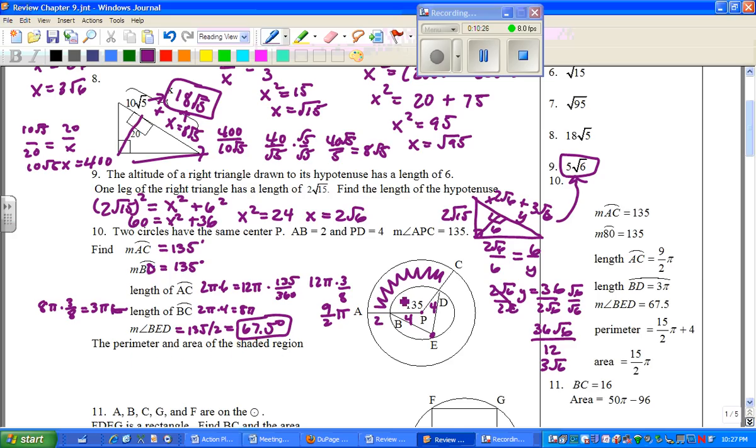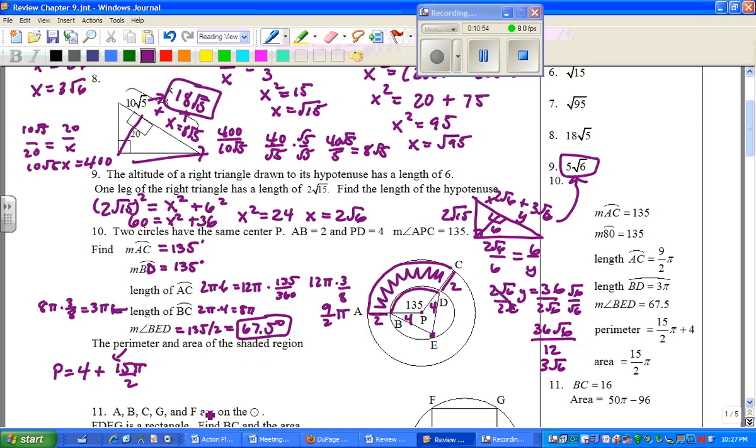The perimeter and the area of the shaded region. Well, the perimeter, we have the two lengths. We have 9 pi over 2 for this piece here. We have 3 pi for this piece here. We have 2 for this piece and 2 for this piece. So for the perimeter, we got 4, and then we're adding, this got to be over 2, so then we're adding 15 pi over 2 for our perimeter.